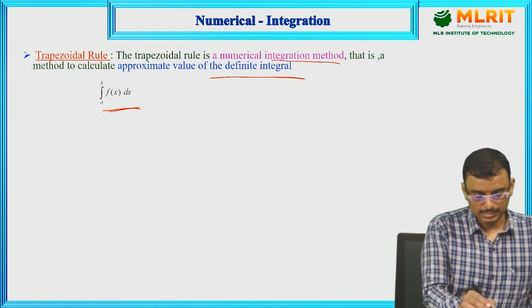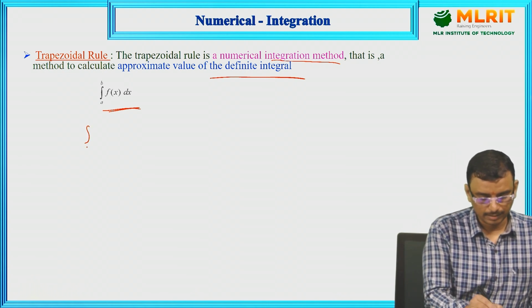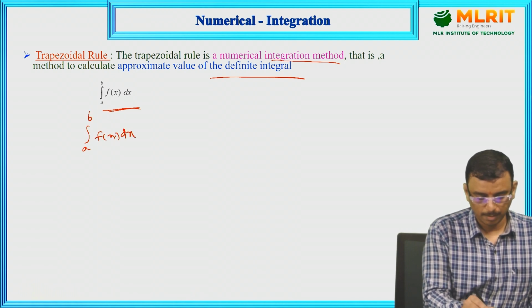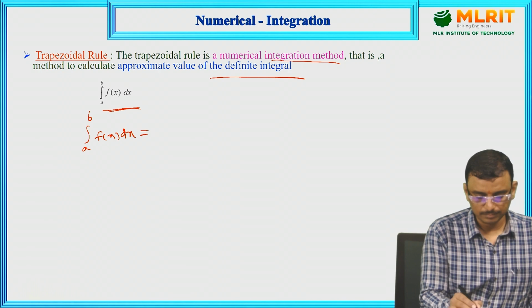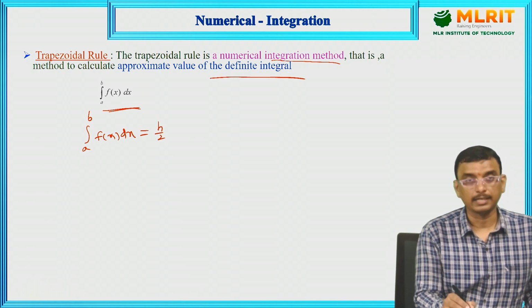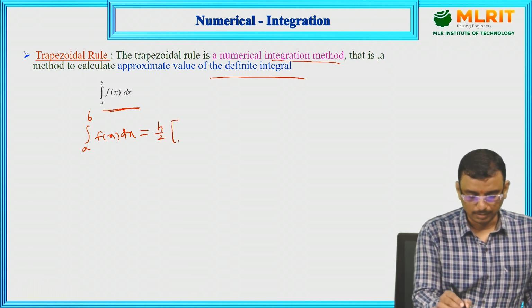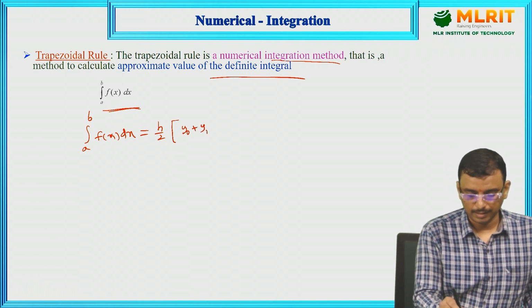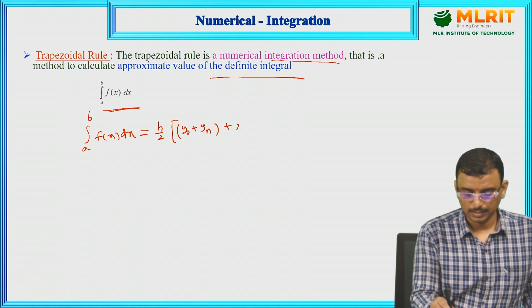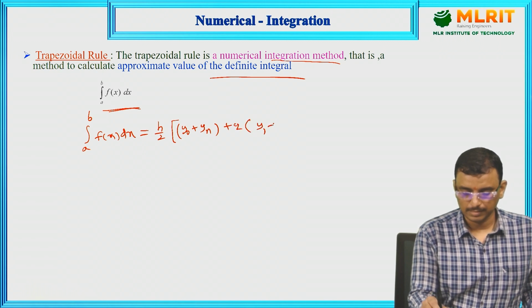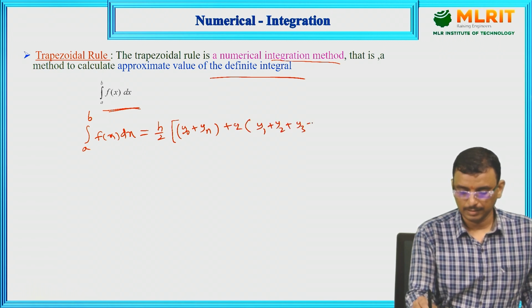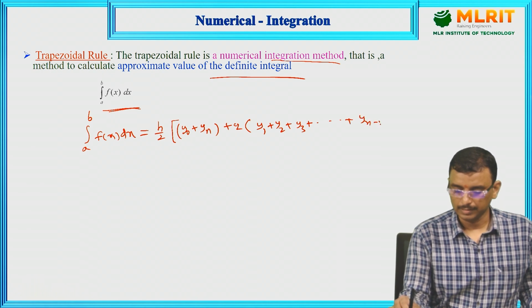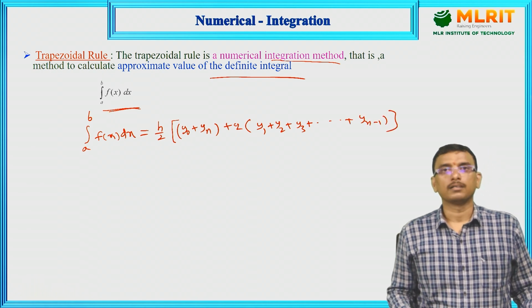The trapezoidal rule formula is given by integral a to b, or we can take x0 to xn, f of x dx is equal to h by 2, where h is the interval difference, into the sum of the first and last ordinates y0 plus yn, plus 2 times the remaining ordinates y1 plus y2 plus y3 and so on up to yn minus 1. This is called the trapezoidal rule.